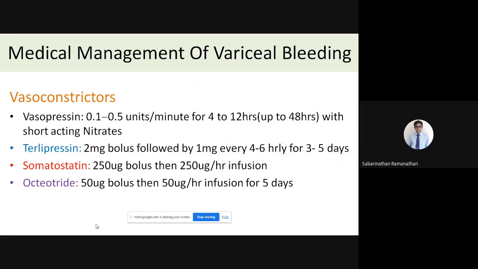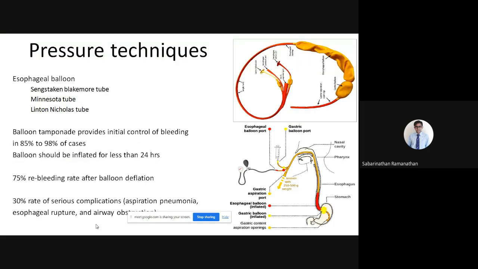So initially we need to start the medical management. When we suspect a variceal bleed, we need to go for vasoconstrictors like vasopressin, terlipressin, somatostatin, and octreotide. We use different combinations, like either we will start on octreotide or somatostatin or terlipressin. All the drugs are used in our hospital setup.